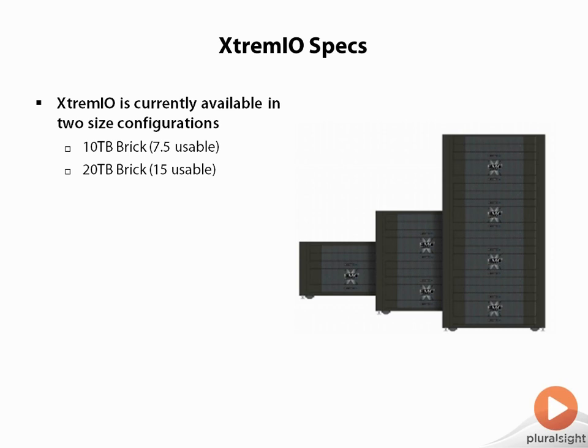It is 10 terabyte because it is 25 SSDs, 400 gig each, and that's 10 terabyte. The 20 terabyte brick is literally double that. It is 25 800 gigabyte SSDs. So 25 times 800 gives you 20 terabyte, but you get a usable capacity of around 15 terabyte. So keep that in mind again as you start to size and scale.